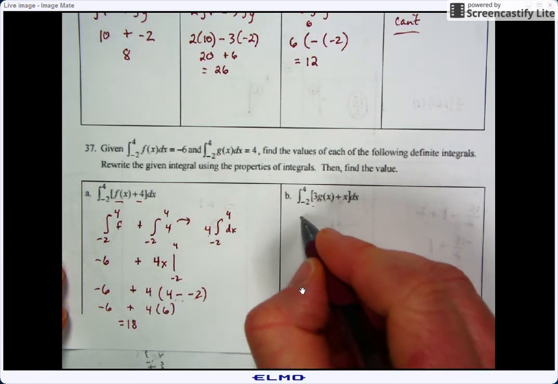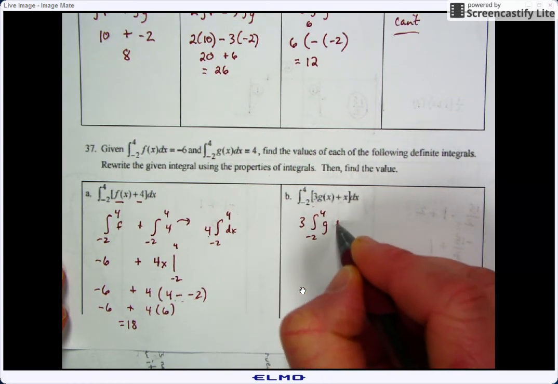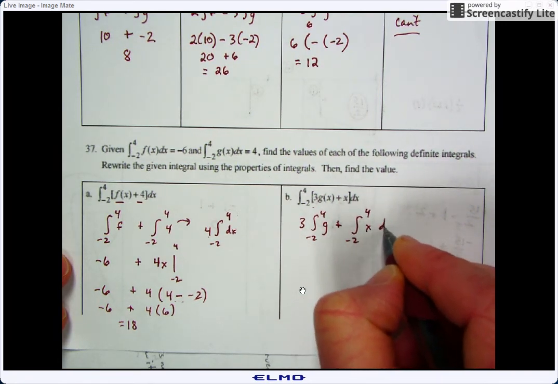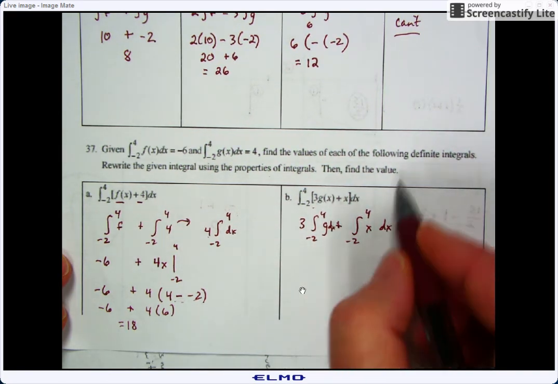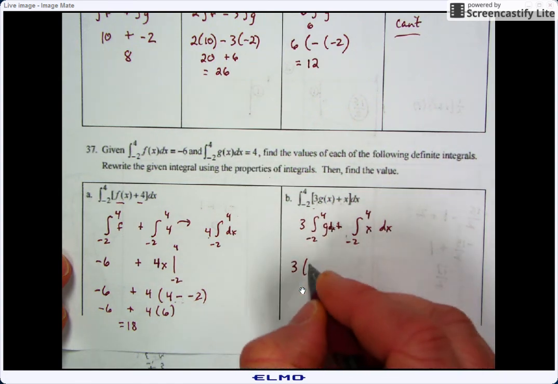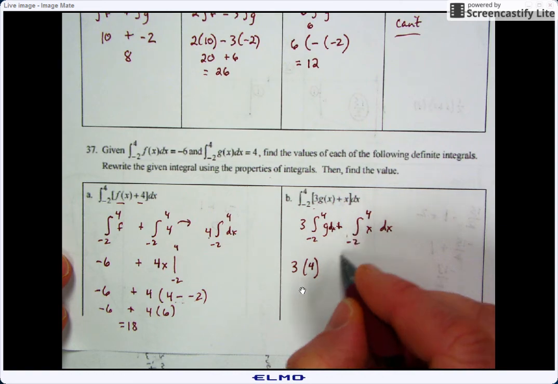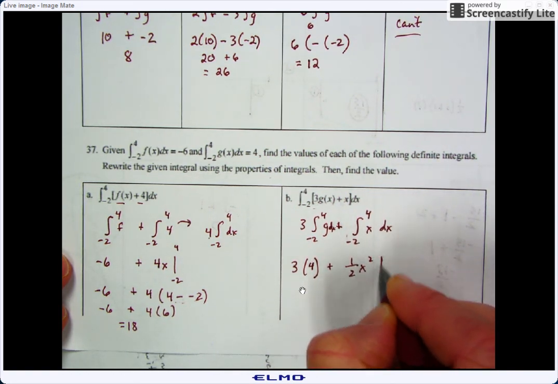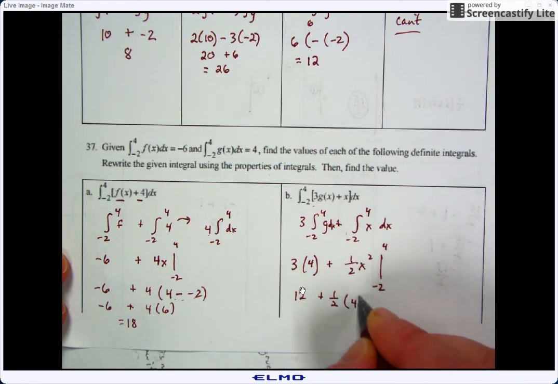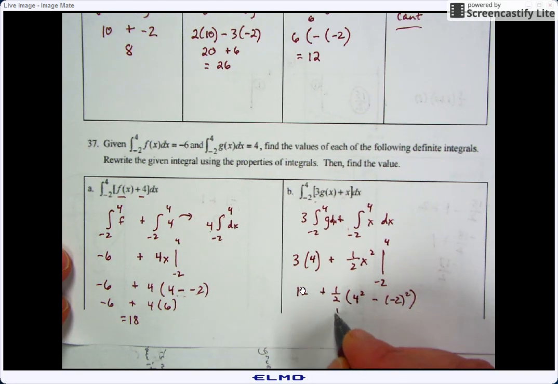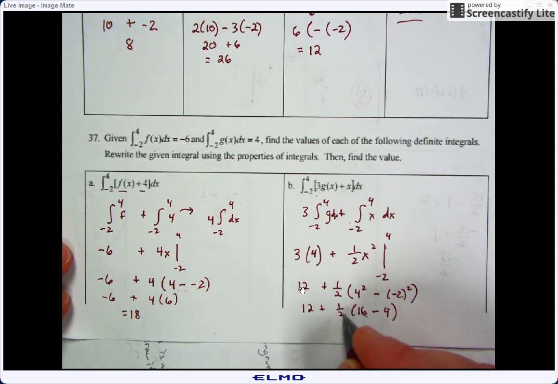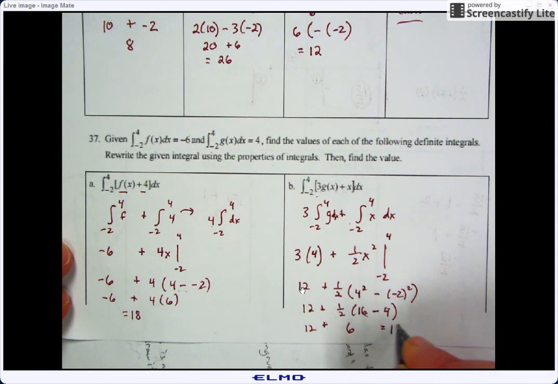And this one can break into 3 times the integral from -2 to 4 of g plus the integral from -2 to 4 of x dx. This one we already know the value: the integral of g from -2 to 4 is 4, so 3 times 4 is 12. And then we can integrate x, raise the power by 1, and plug in our numbers. So we have 12 plus 1/2 times (4 squared minus (-2) squared). So 1/2 times (16 minus 4). That's 12, and 1/2 of 12 is 6. 12 plus 6 is 18. And you get your properties there.